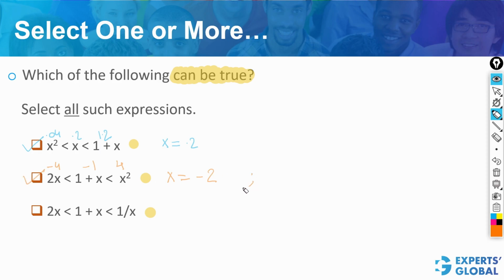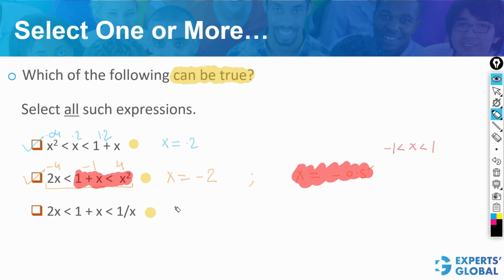An interesting observation here: it's not that this expression will hold for all the negative values of x. For example, x equals -0.5. You will see that for such a value, this part of the inequation will not hold. So remember, always be very careful about this -1 to 1 range.